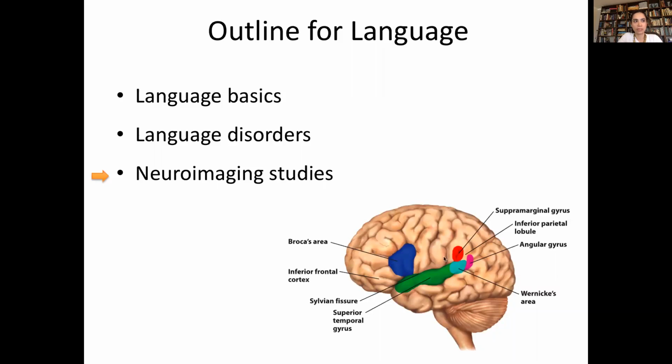It's in the frontal cortex. We talked about Wernicke's area, which is somewhere over here. And another important one that you guys should know is the Sylvian fissure. And we will go over these various aspects when we talk about neuroimaging studies of language.